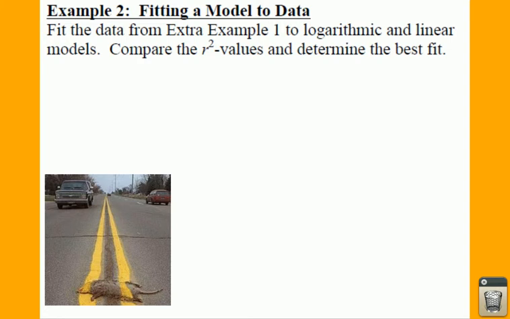So for example 2, we already know in example 1 that a logarithmic model would best fit our data. What we're going to do is compare a linear model and a logarithmic model here in example 2. We're going to find the equation, and we're also going to figure out what the r squared value is, to see whether the logarithmic or a linear model best fits the data. You can always compare by using your correlation coefficient, which is your r squared.